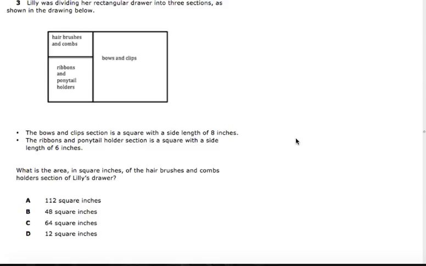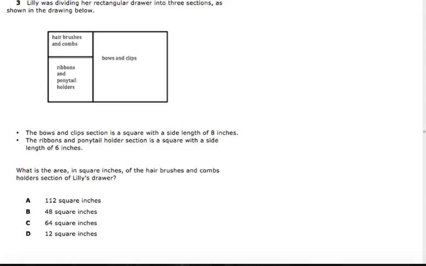Number 3. Lily was dividing her rectangular drawer into 3 sections as shown in the drawing below. The bows and clips section is a square with a side length of 8 inches. The ribbons and ponytail holder section is a square with a side length of 6 inches. What is the area in square inches of the hairbrushes and combs holder section of Lily's drawer?